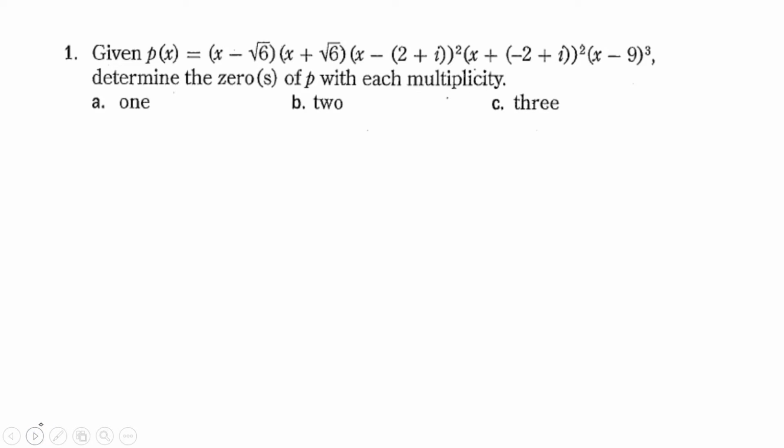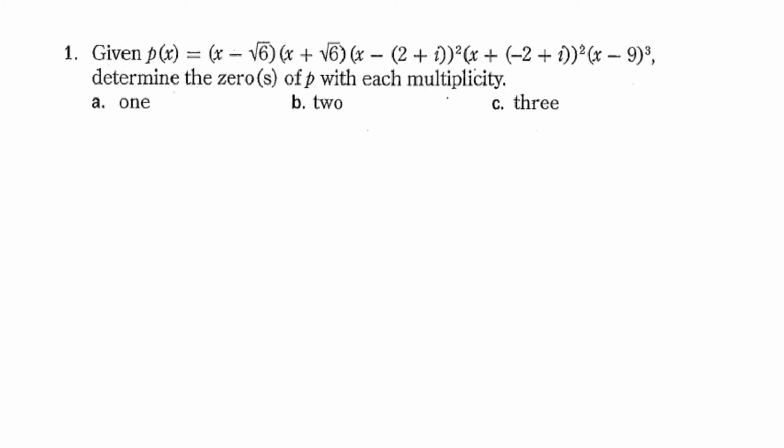So the first one, they give us a polynomial in factored form. It looks like our degree is 1, 2. This one's a double root, so 3, 4. Another double root, 5, 6, 7, 8, 9. This is a ninth degree polynomial, and they just want us to list out the roots that have the different multiplicities.